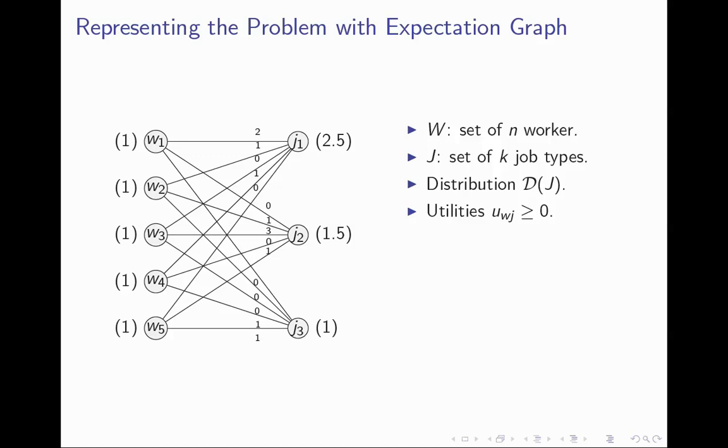So in this case, you can see that on the left-hand side, there's a weight of 1 for each worker. And on the right-hand side, there are weights which add up to 5, as you would expect, because there are going to be 5 arrivals. The expectation should sum up to 5. Furthermore, there are utilities along the edges. Those edges represent the utility of assigning a worker to a job of that type when that job type arrives.